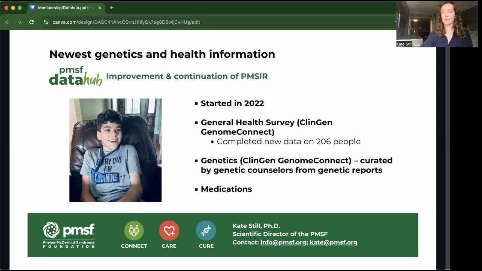We are also using standardized surveys such as ClinGen Genome Connect surveys, including a general health survey. The reason for that is that's used widely by other groups. For instance, if you've heard of RareX, an online data platform for a lot of rare disorders, that is one of the main surveys that they use.